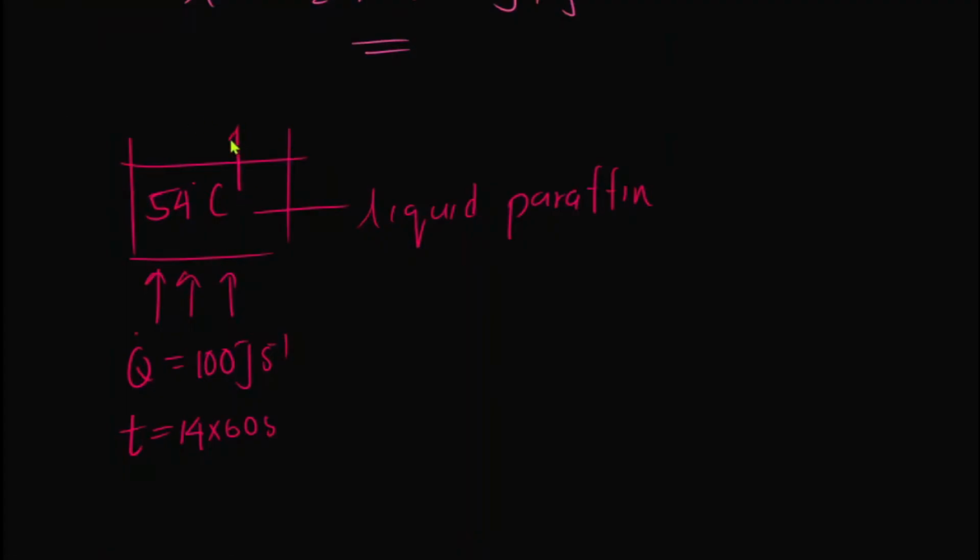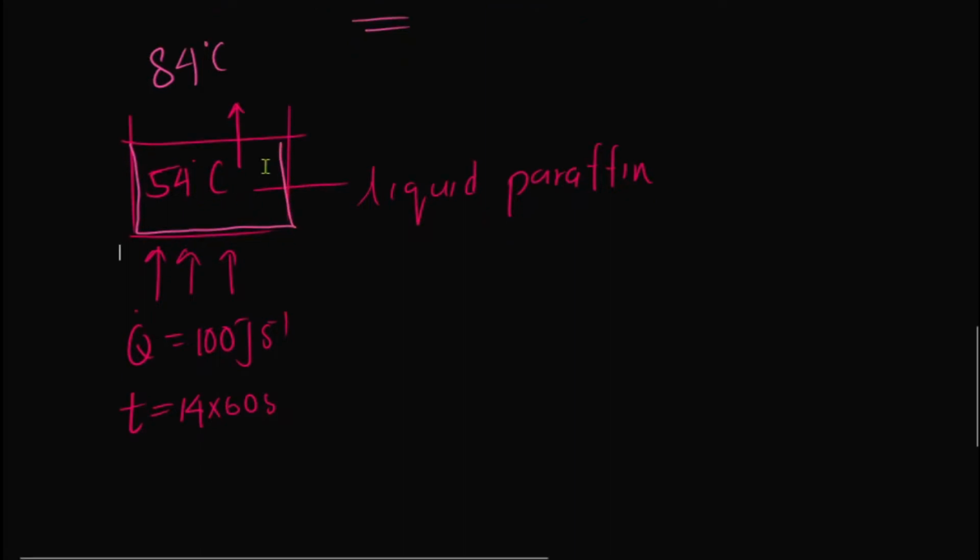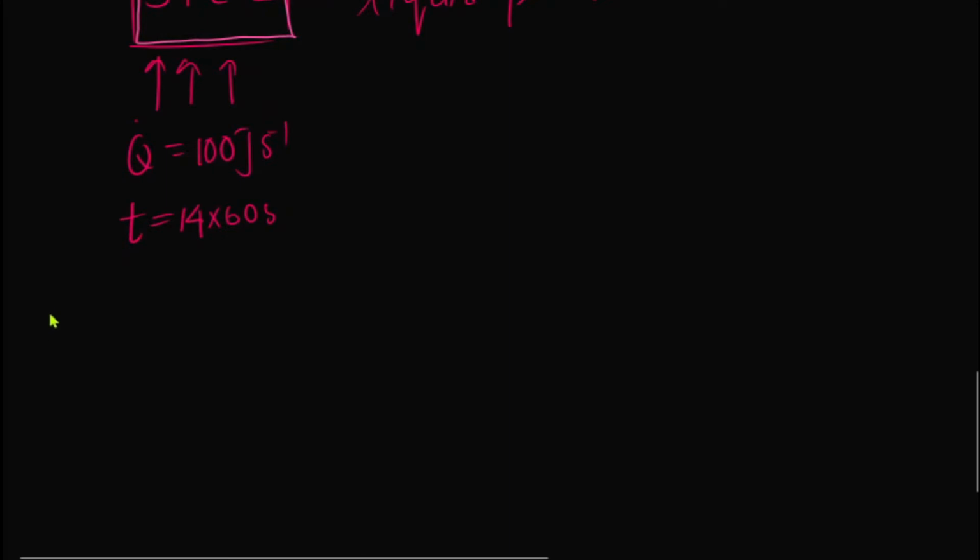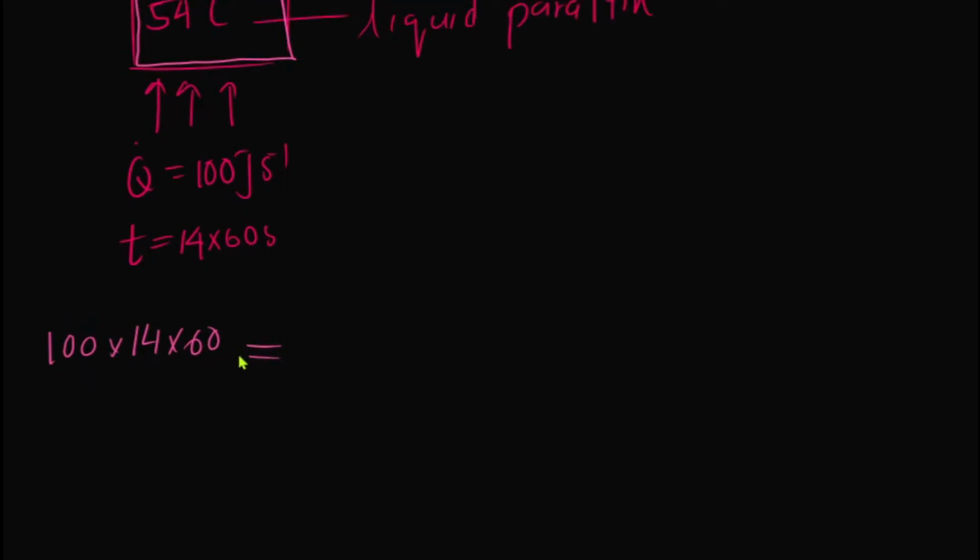It reached 84 degrees Celsius, right? So now this is in liquid state. Of course, the heat supplied is going to be absorbed by both the calorimeter plus the paraffin, right? So the heat supplied is what? Now 100 into 14 into 60, right? This amount of heat was supplied for 14 minutes. This amount of heat was absorbed by whom exactly?